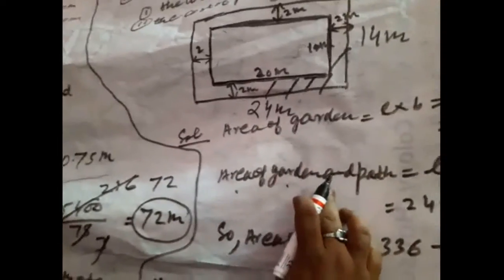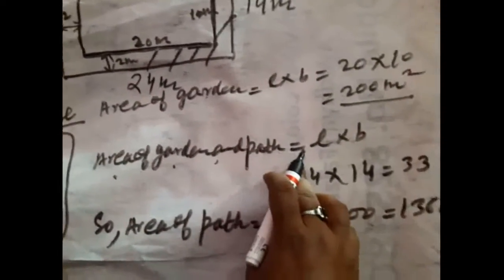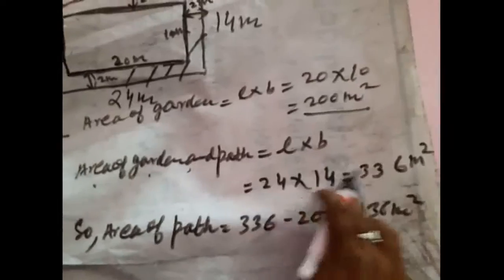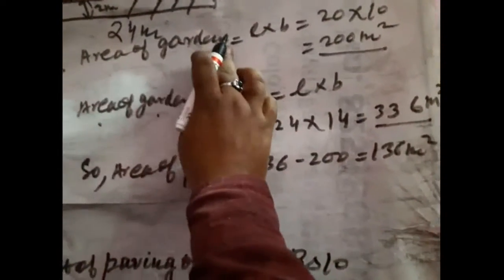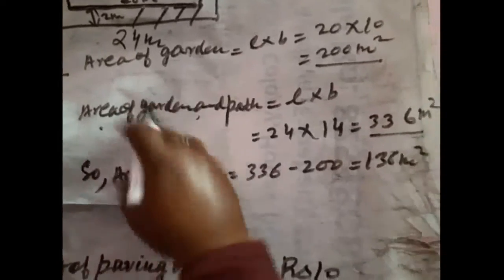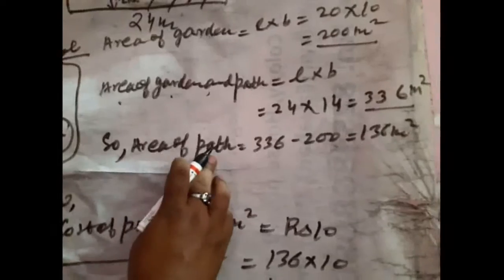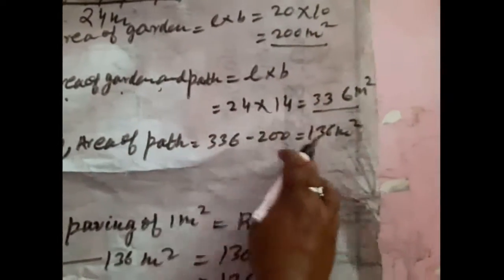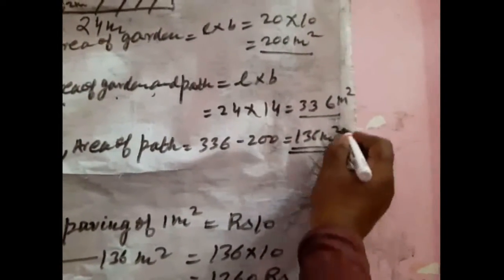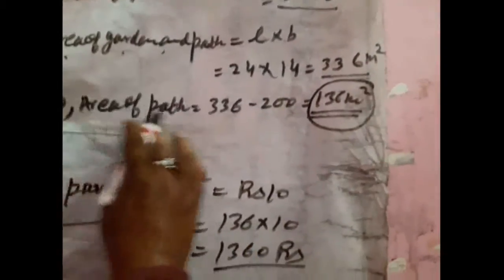So area of garden and path is equal to L into B, 24 into 14 is equal to 336 meter square. This is the area of garden plus path, 336 meter square. So area of path is equal to this minus this is equal to 136 meter square. This is our first answer, area of path.